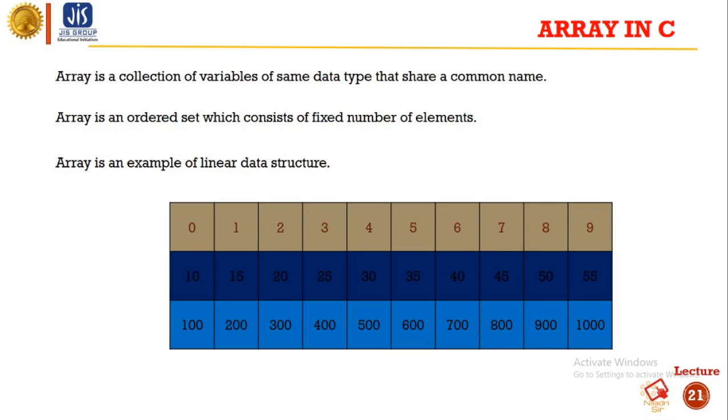Okay, so this is the representation of an array. These are 0, 1, 2, 3, 4, 5; these are the index numbers. And 10, 15, 20, 25, 30 are the elements of the array, and these are basically the addresses. As you can see, all the elements in the array are stored in contiguous memory allocation.